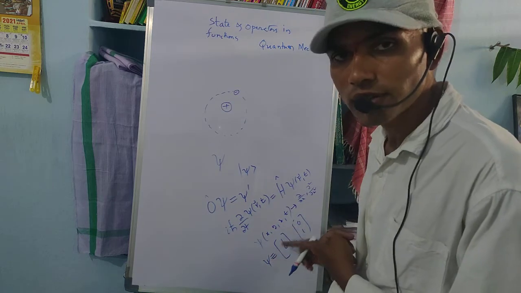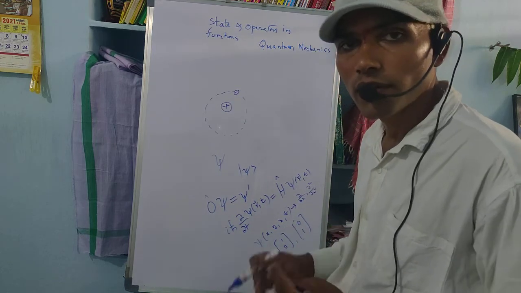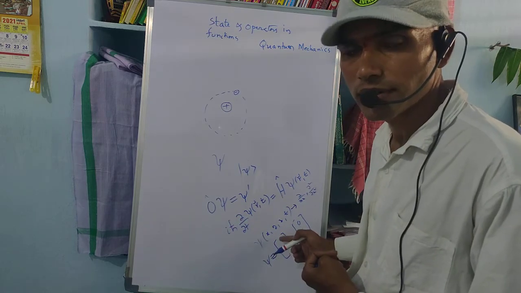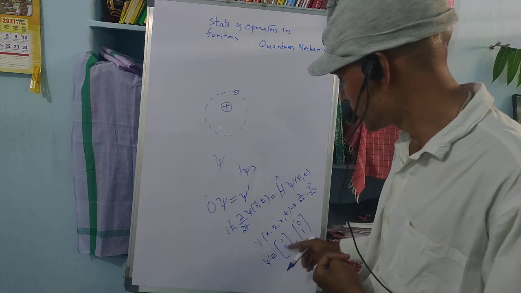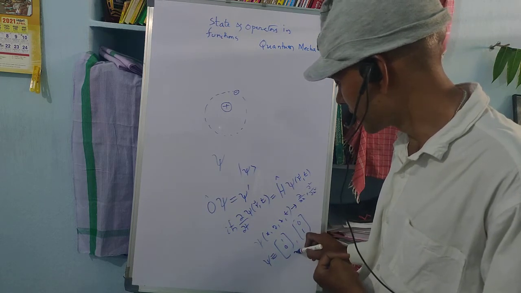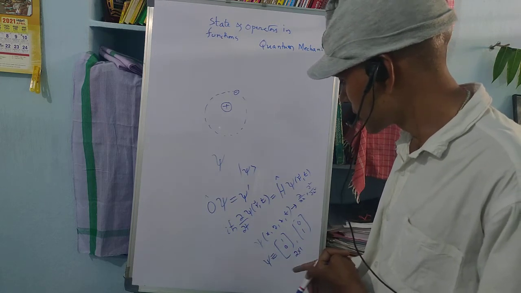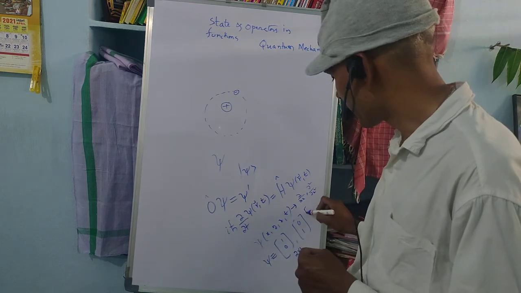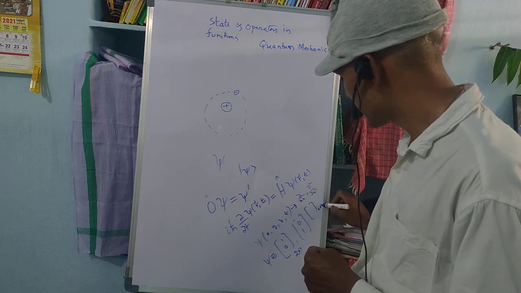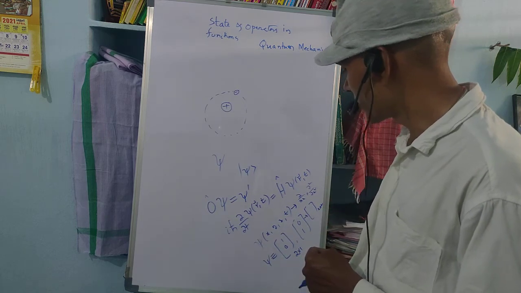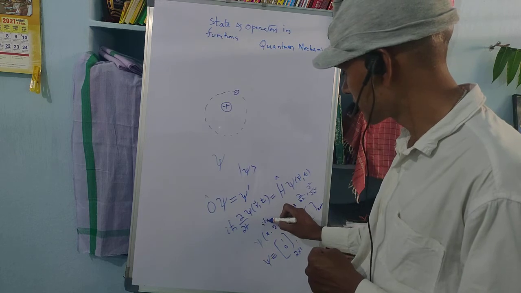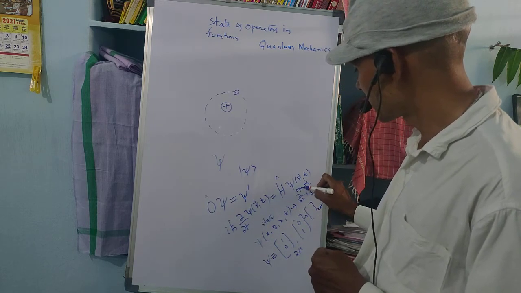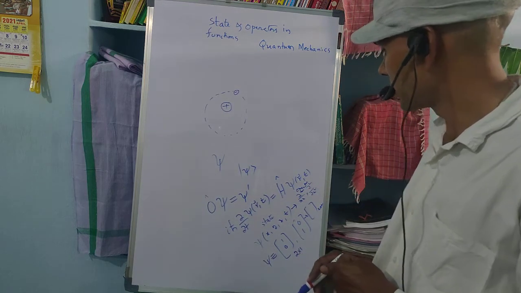And if you have state functions like column vectors, then operators will be square matrices of the same dimension. For example, here the number of rows is 2 and the number of columns is 1, so it is a 2 by 1 matrix. So for this kind of system, operators are usually 2 by 2 matrices. These are state functions and these are operators.